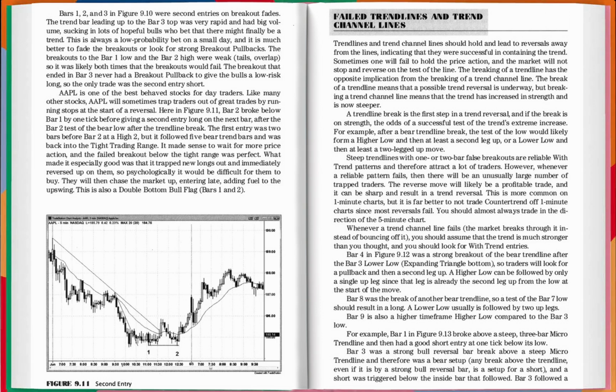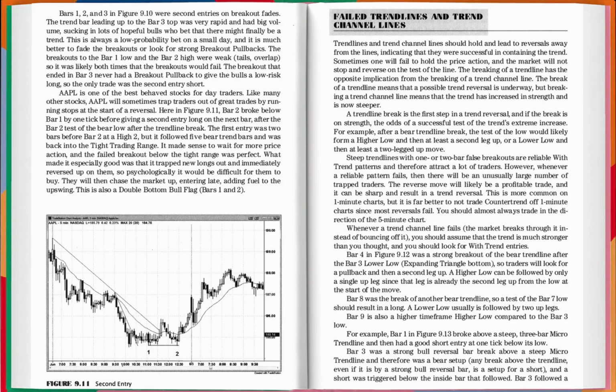It made sense to wait for more price action, and the failed breakout below the tight range was perfect. What made it especially good was that it trapped new longs out and immediately reversed up on them, so psychologically it would be difficult for them to buy. They will then chase the market up, entering late, adding fuel to the upswing. This is also a double bottom bull flag, bars 1 and 2, failed trend lines and trend channel lines.